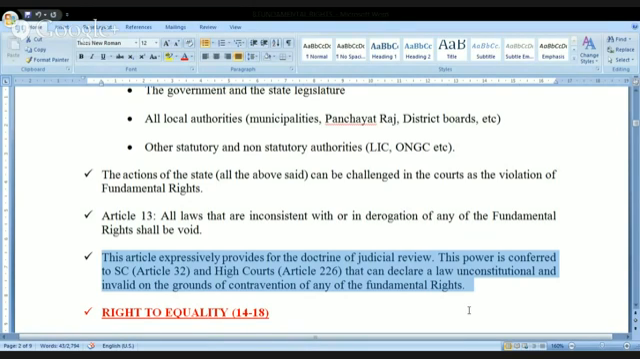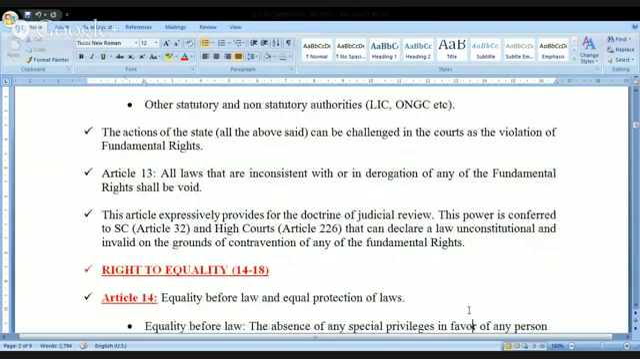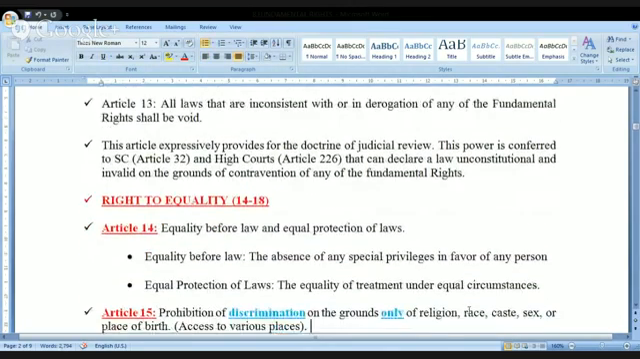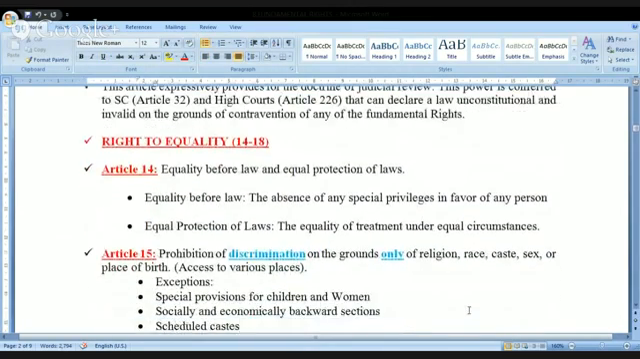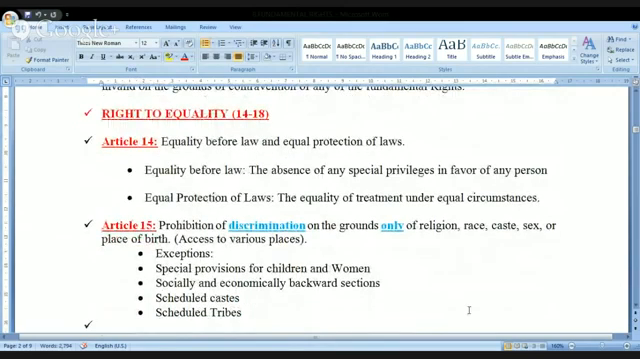Am I clear? Now we'll look into each article here. First one, we'll see the right to equality, where I have 5 articles put together. This is called the right to equality. Am I clear? Now let's try to understand one after the other.